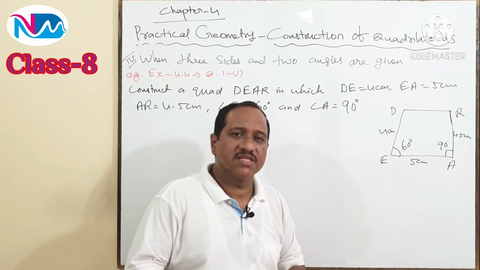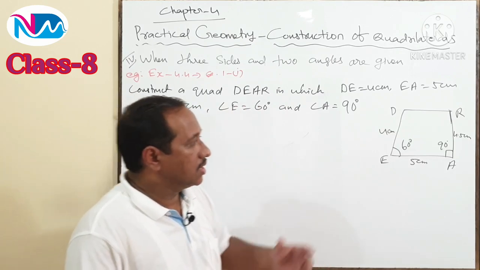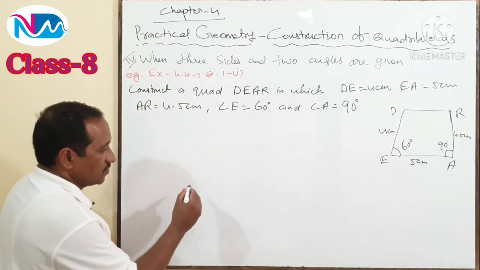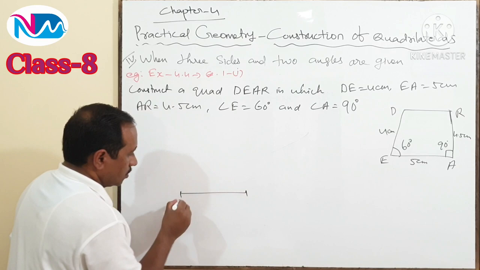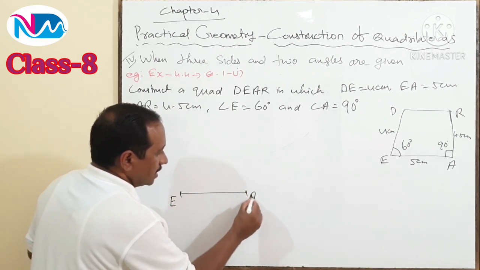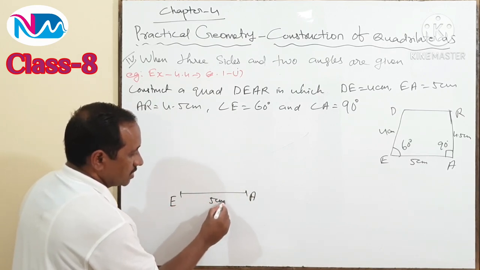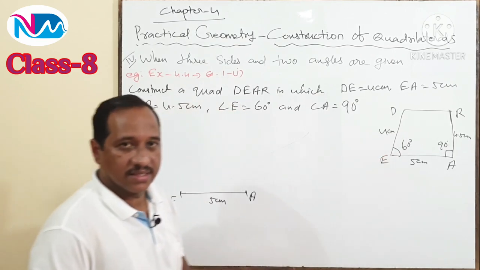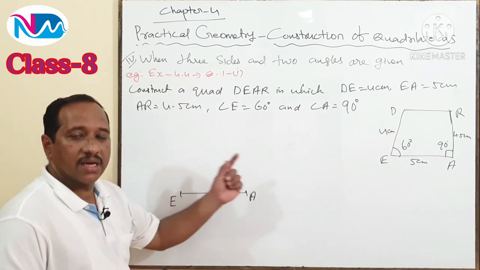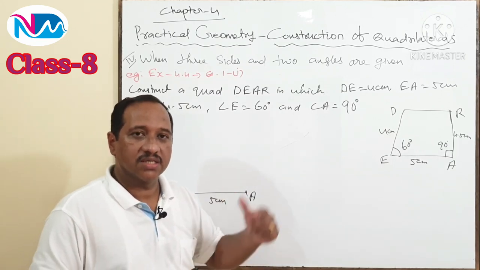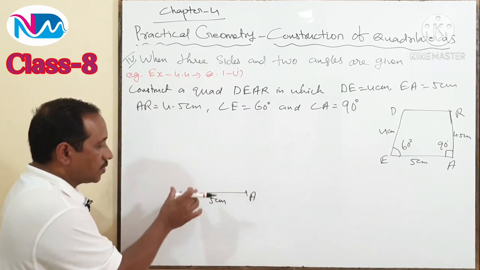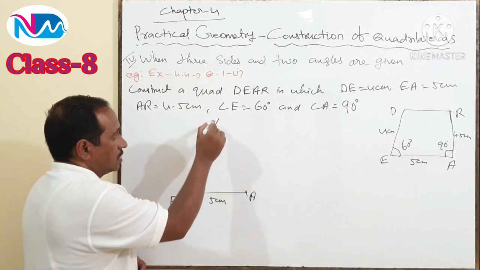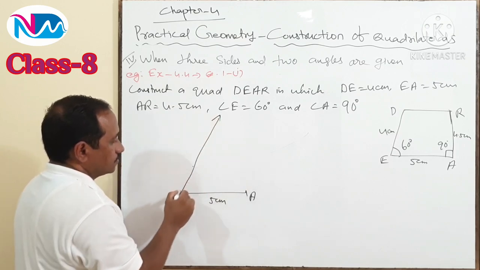Here the construction is very simple. Here I draw the side EA first, which is 5 centimeter. With the scale, you can draw the side EA, which is 5 centimeter. Now you have to draw angle 60 degrees at E, because angle E is 60 degrees. For that, you can use a protractor. Keep it at E and mark 60 degrees and then draw the angle 60 degrees.